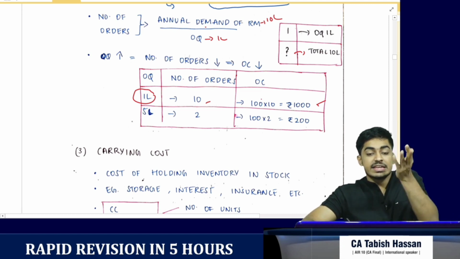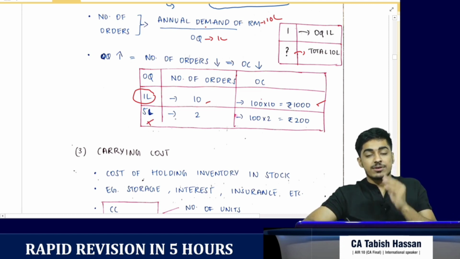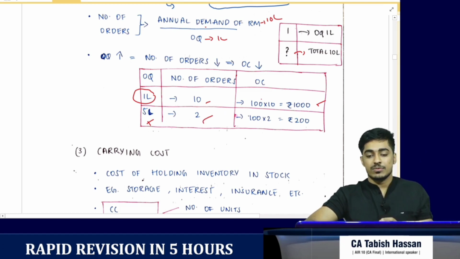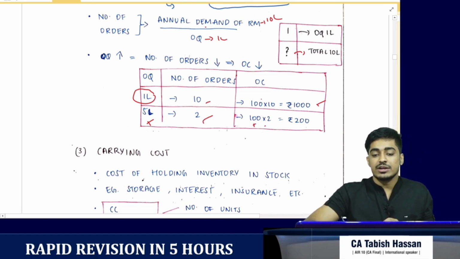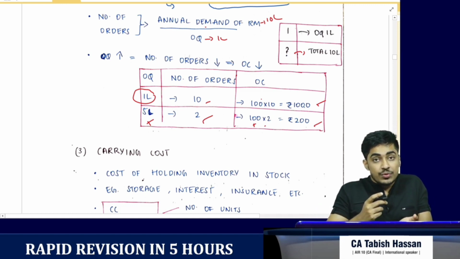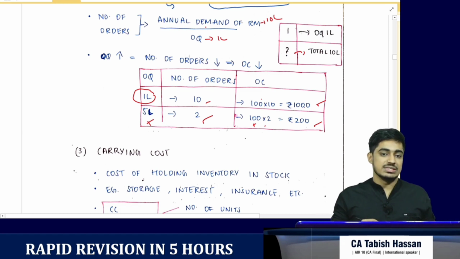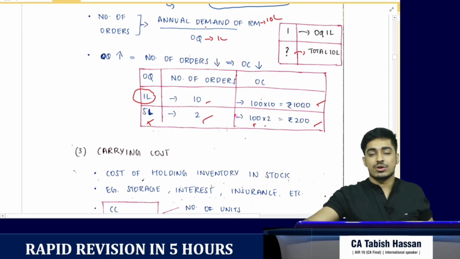Clear? Now I increase my order quantity. I'm ordering 5 lakh units in one go. So the number of orders required is only 2. So my ordering cost comes to 100 into 2, it's 200. So when the ordering quantity increases, number of orders decreases and consequently ordering cost decreases. Clear? This is the second cost.